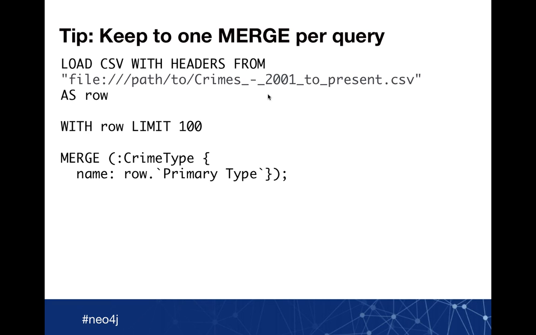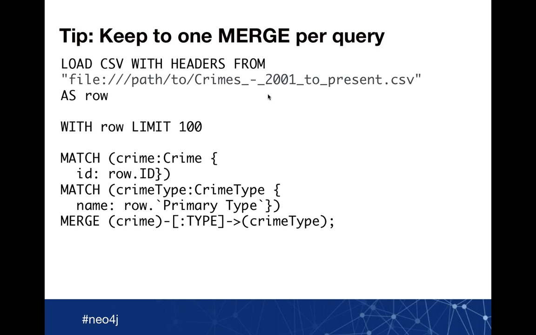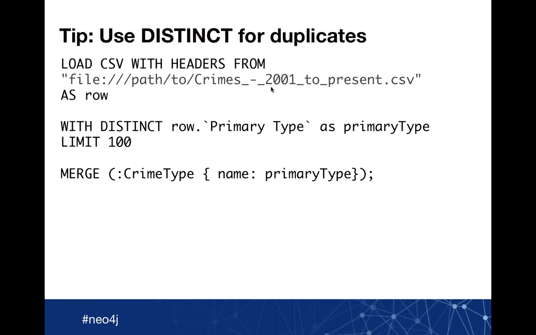So here we'd go, okay, I'm going to run one query which does my crimes. I can then do another one which does my crime types, and then I can do another one which connects them together. And you'll get the quickest performance if you stick to that rule, is what I found.